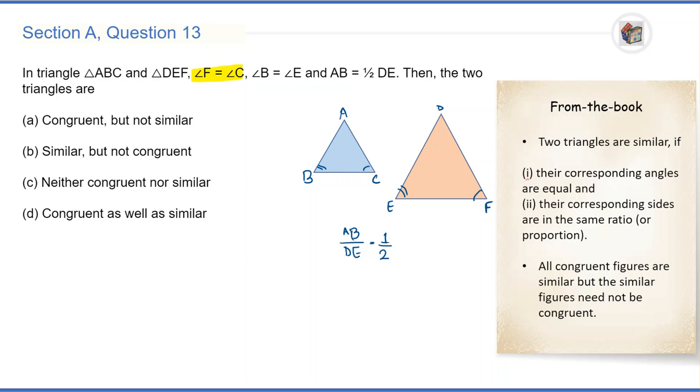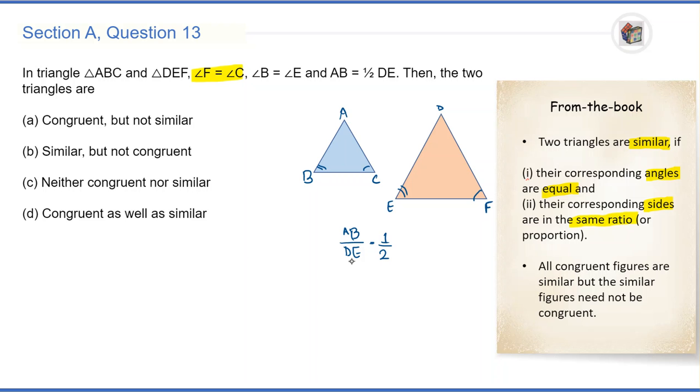Then the two triangles are what? Now you need to understand the difference between congruence and similarity, because that is what all of the choices are talking about. So here it explains that two triangles are similar if their corresponding angles are equal and their corresponding sides are in the same ratio, or that they are proportional. That is what it means to be similar. Congruent is something which has the same shape, like it is similar, but it also has the same size. So the two triangles in that case would just be overlapping triangles.